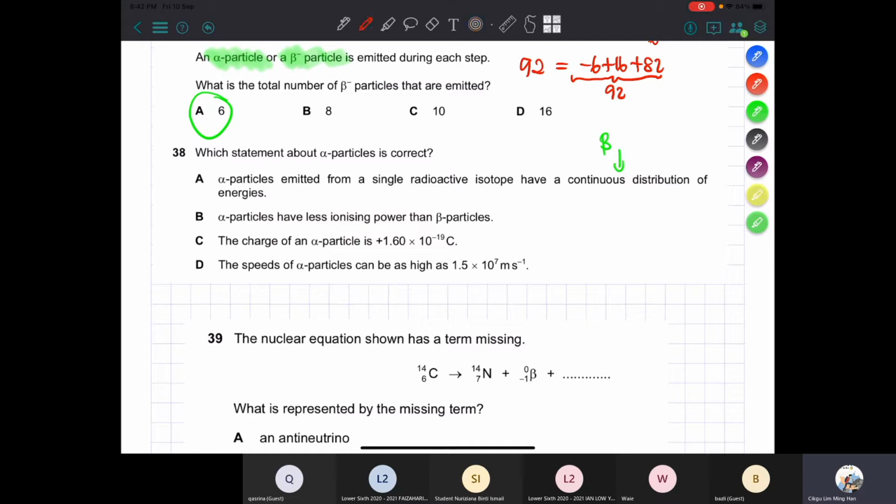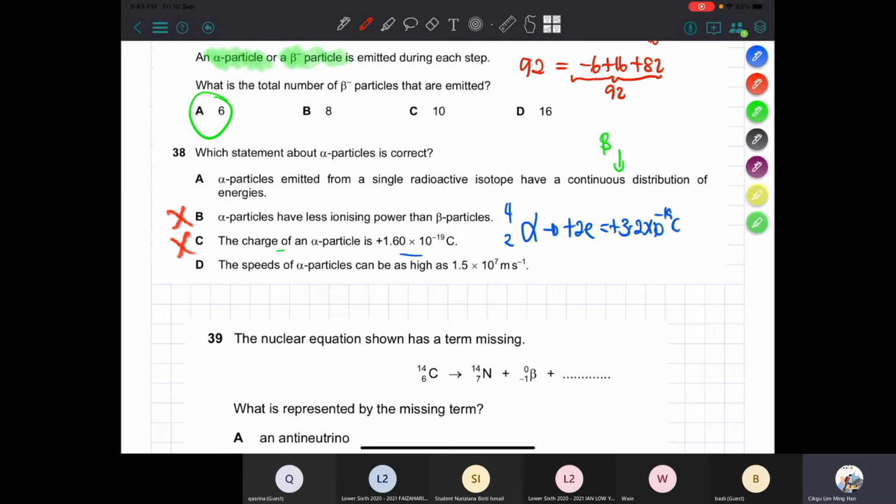So I know this one is wrong. I know B already is wrong. The charge of alpha is wrong. Remember the charge of alpha is 4-2, so it has a plus 2e. So plus 2e is actually 3.2 times 10 to the power minus 19 coulomb. It doesn't match, so this one is wrong already.